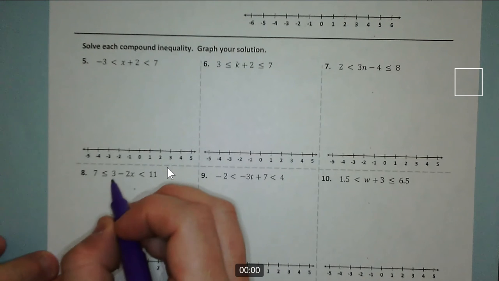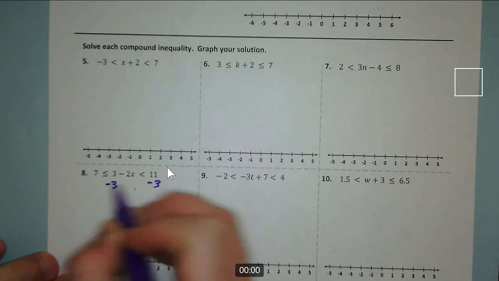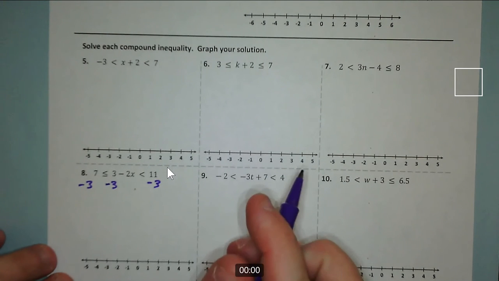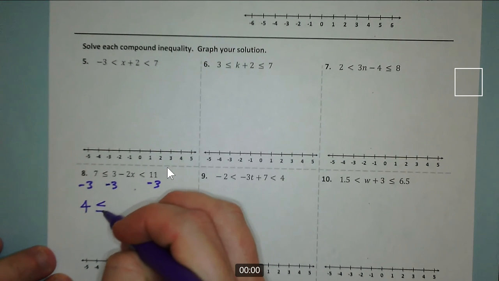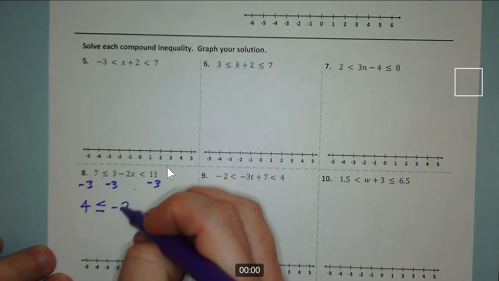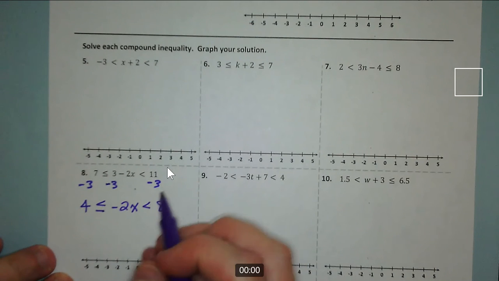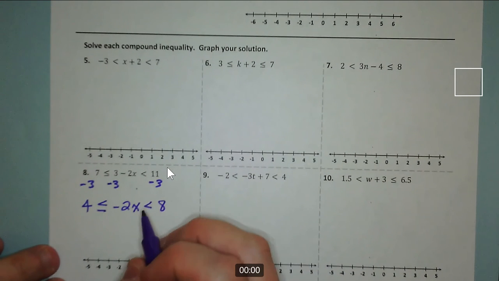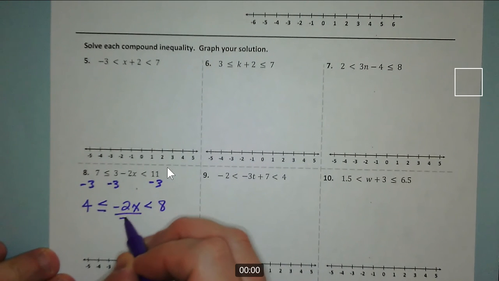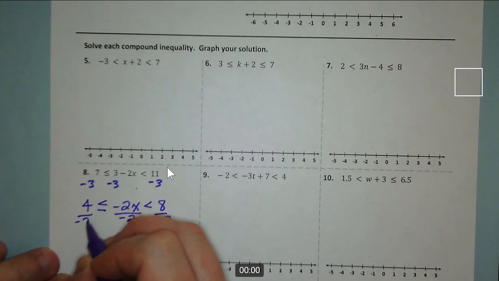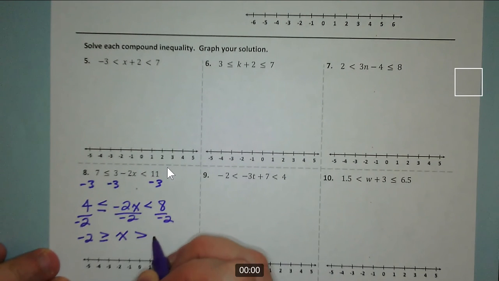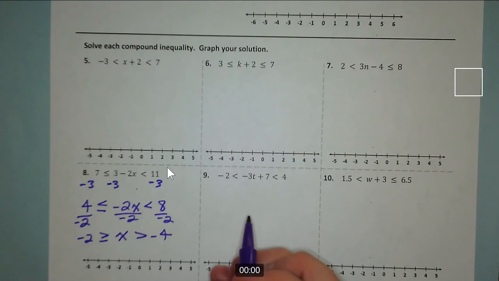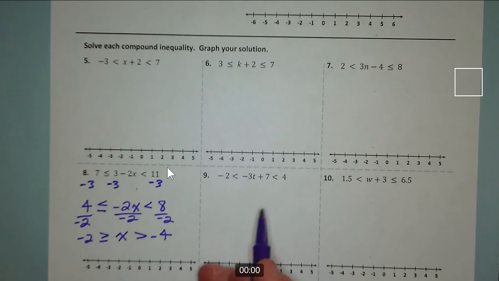The first thing we would have to do, I think, is subtract 3 from both sides. 4 is less than or equal to -2x, which is less than 8. Now we have to divide both sides by -2, which means we're going to have to reverse. We have to do a reversal. Now bear with me here, people.